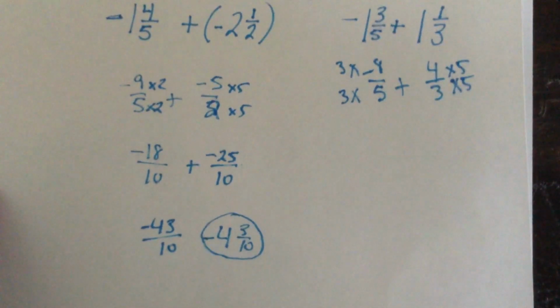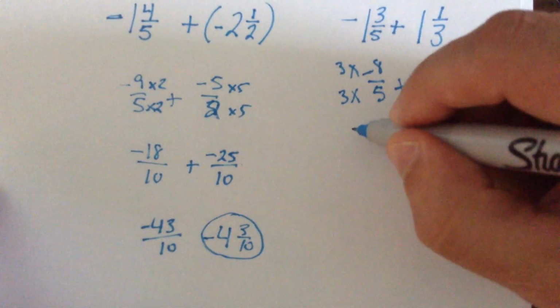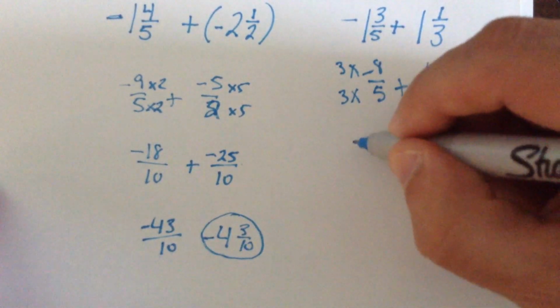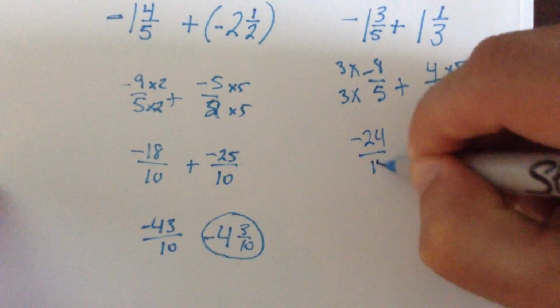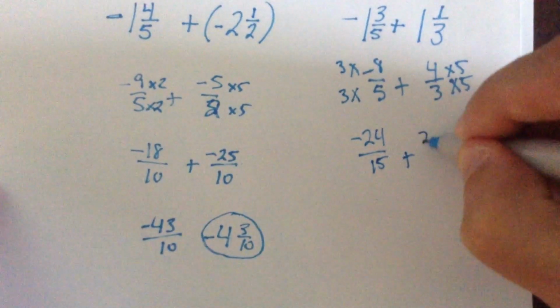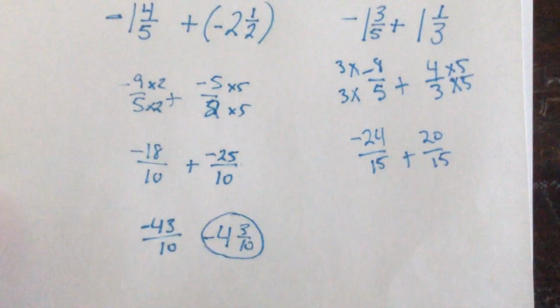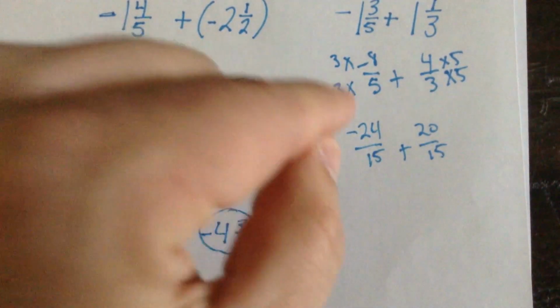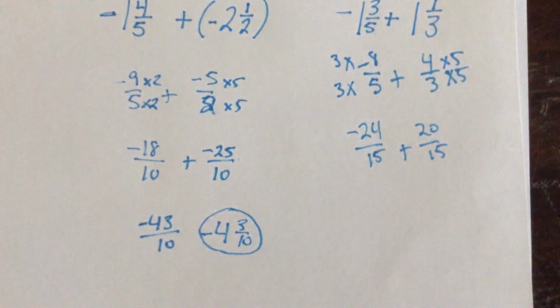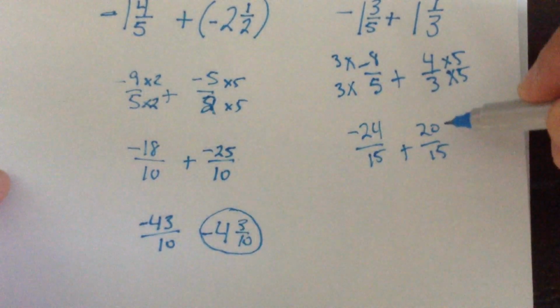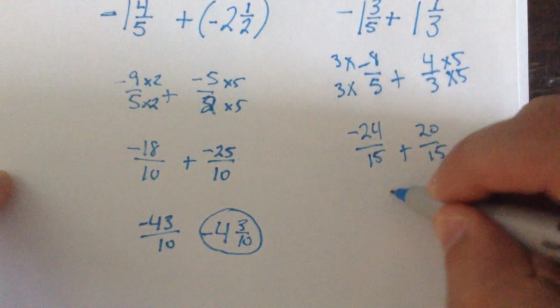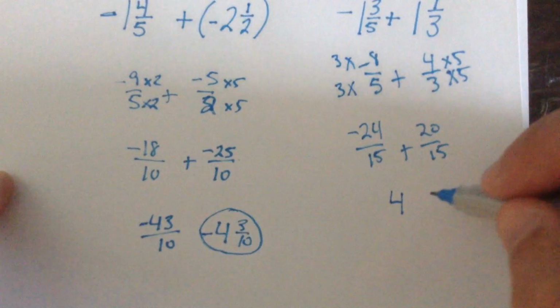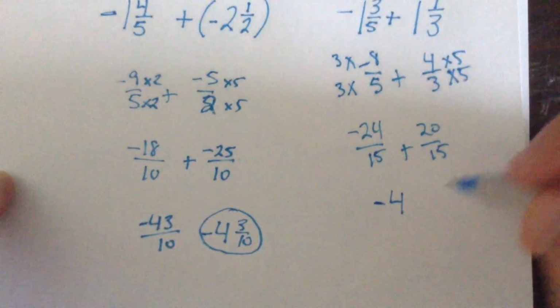Okay, so, it'll be negative 24 over 15 plus 20 over 15. Okay, now, I still have to worry about my negative rules, so I have a negative and a positive. So I'm going to be subtracting the two. So 24 minus 20 is 4, and 24 is bigger, so it's going to be negative 4 over 15.